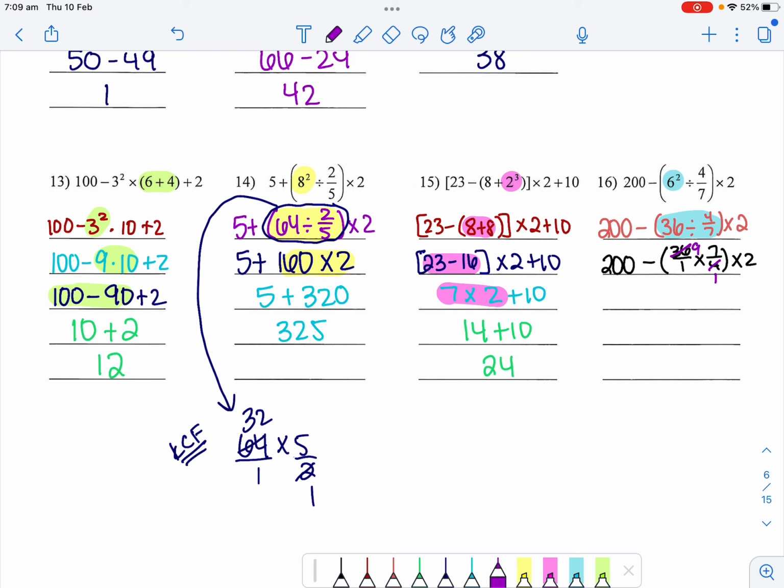And you can see how that might be a little bit cramped. So if we want to do it like number 14 where we bring it down to the bottom, that works too. So this is going to be 200 minus 63 times 2. And then I'm going to do 63 times 2 because multiplication comes first. So 200 minus 126. And then 200 minus 126 is 74.